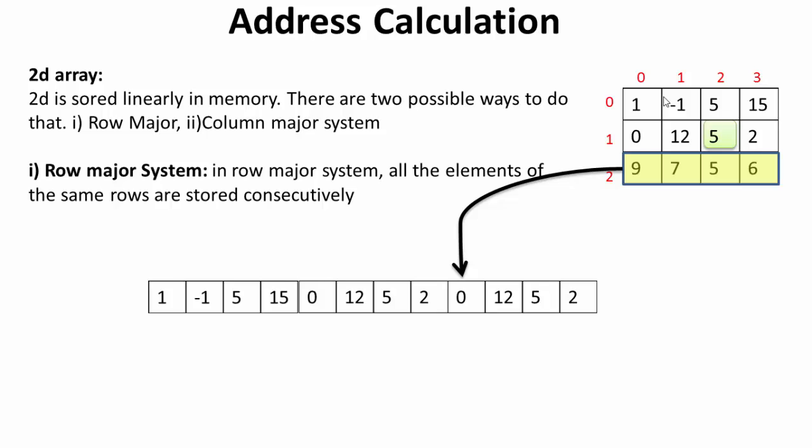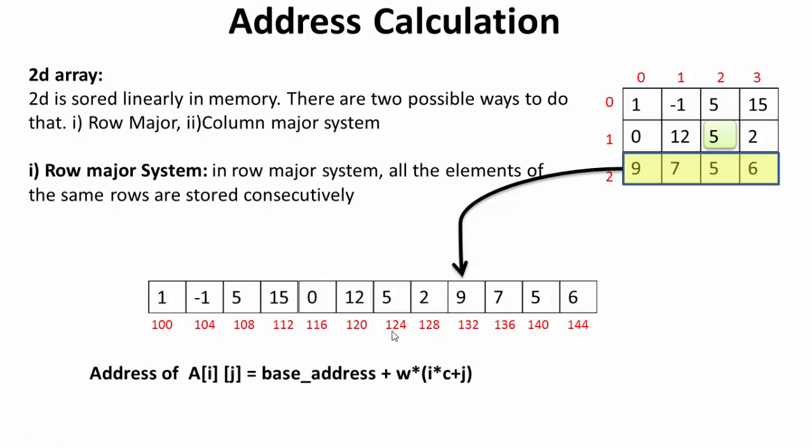But how can we find out the address of any element? You can see that this 2D array is now converted into a single dimensional array. That's how it's stored in the memory. But how can we calculate the address of any element using two indices? Before that, let's assign some addresses. Now here is the formula for how we could calculate the address of any element. i is the row index and j is the column index. So we have to add something to the base address.